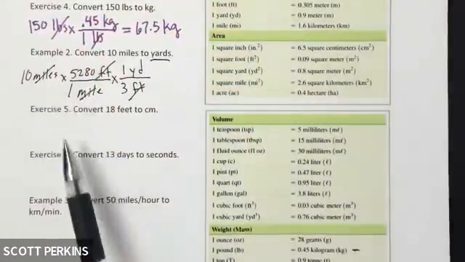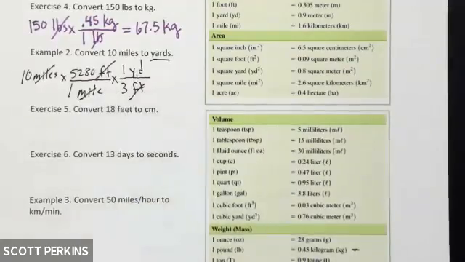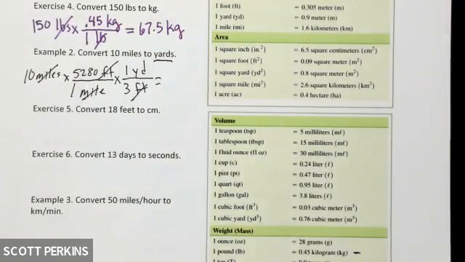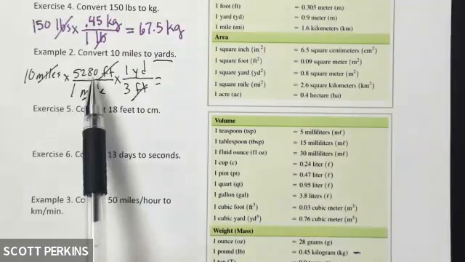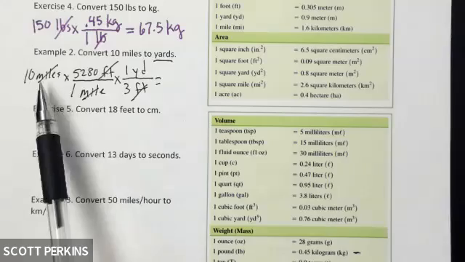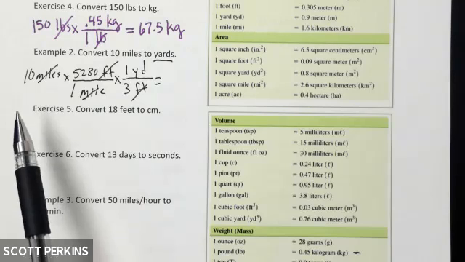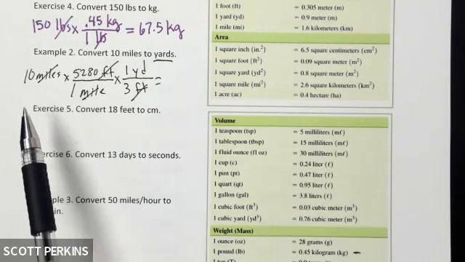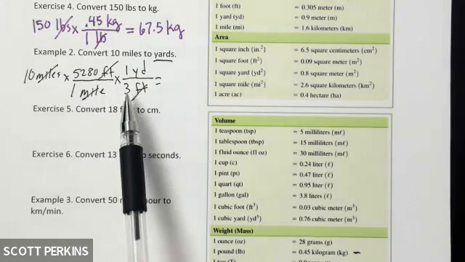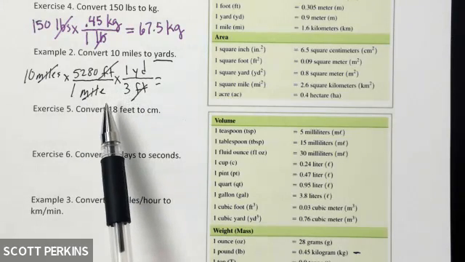Notice after all is said and done, I canceled my miles, I canceled my feet. The only unit left is yards. So after I do my arithmetic here, the result will be yards. Again, just helping your review. What am I going to do with the 10 and the 5,280? What operation? You multiply, they're both in the numerator, so you get 52,800. And then what am I going to do with that 52,800 and the 3? You're going to divide. Perfect.